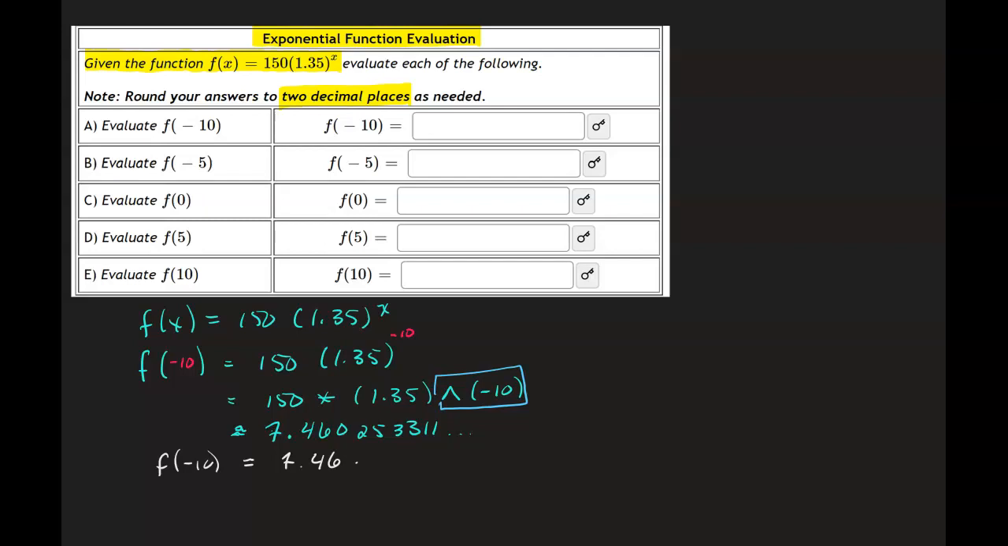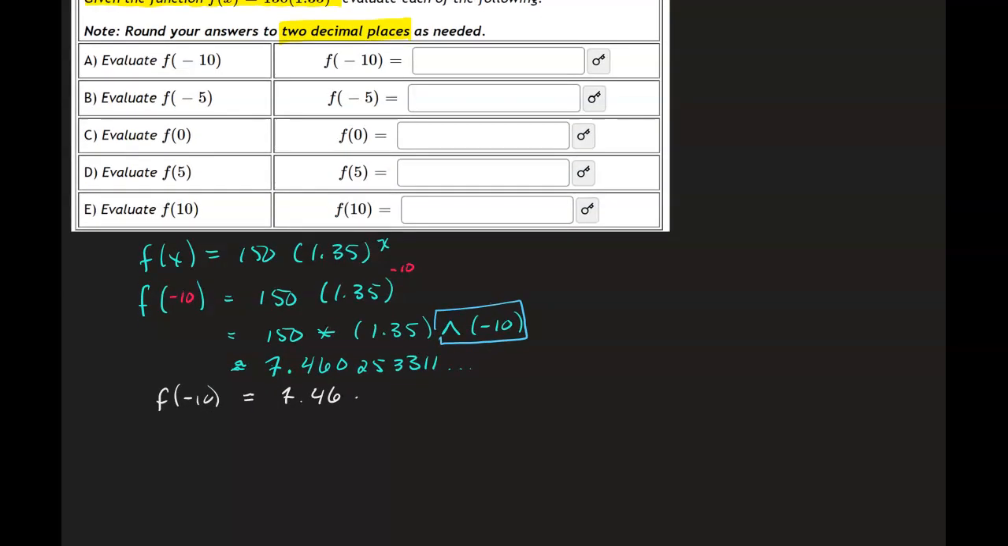Let's try another one. Let's evaluate f of negative 5. So again, taking the original function, f of x, we're going to evaluate x when x is negative 5 and calculate the function value that outputs. So f of negative 5 will output 150 times 1.35 raised to the negative 5. And we'll get in the calculator approximately 33.45 rounded to 2 decimal places.